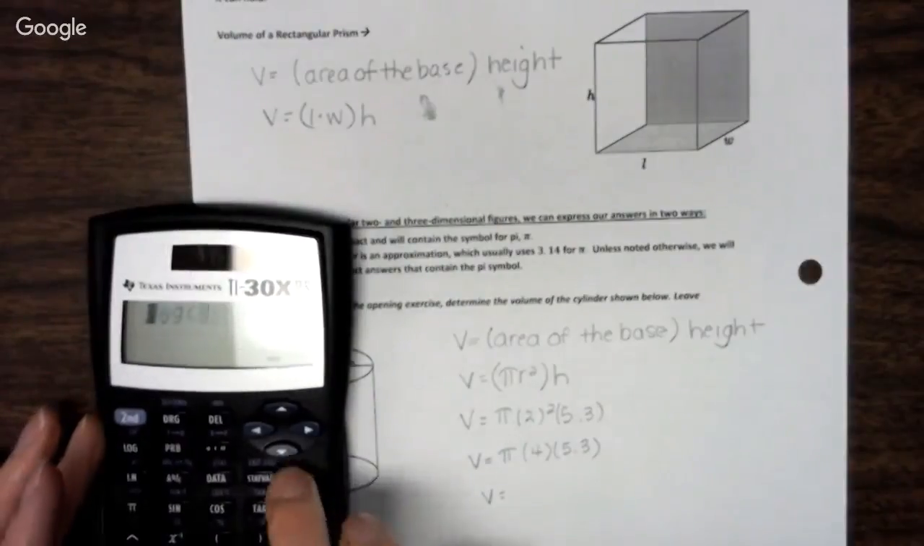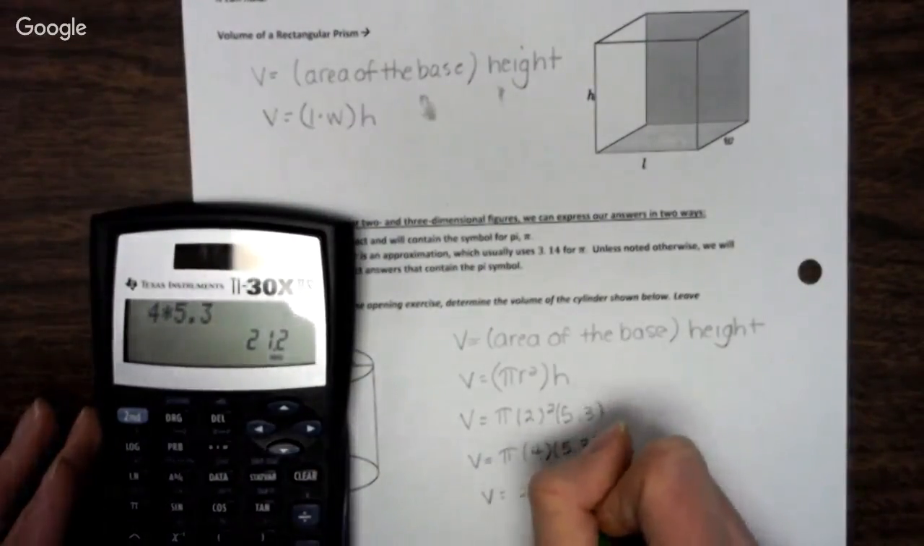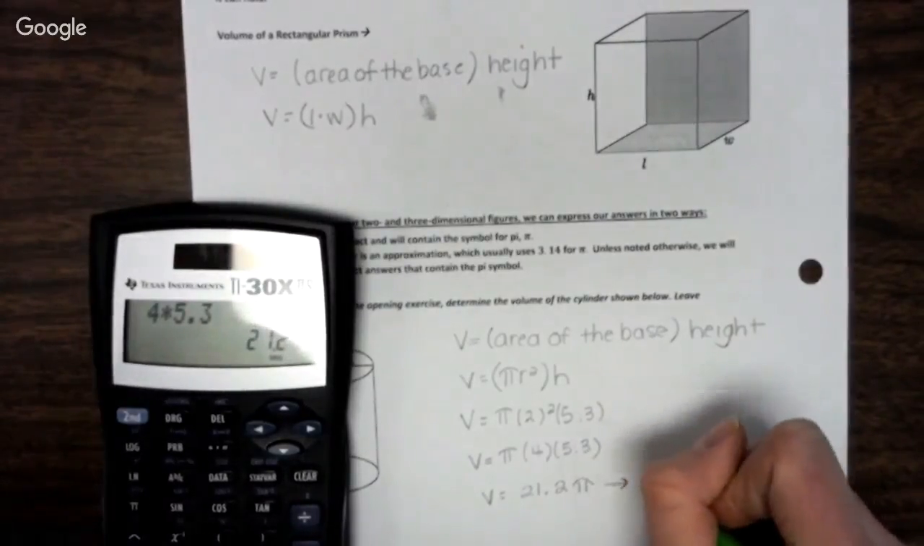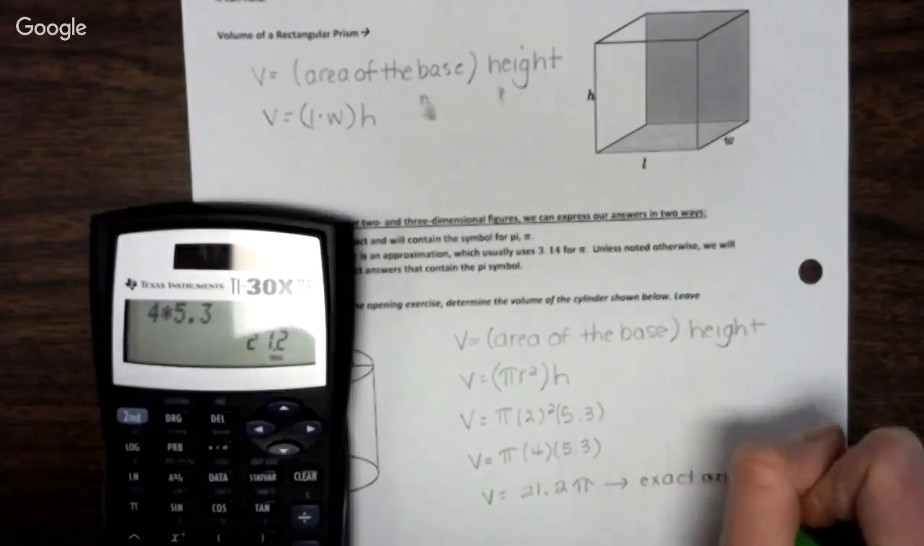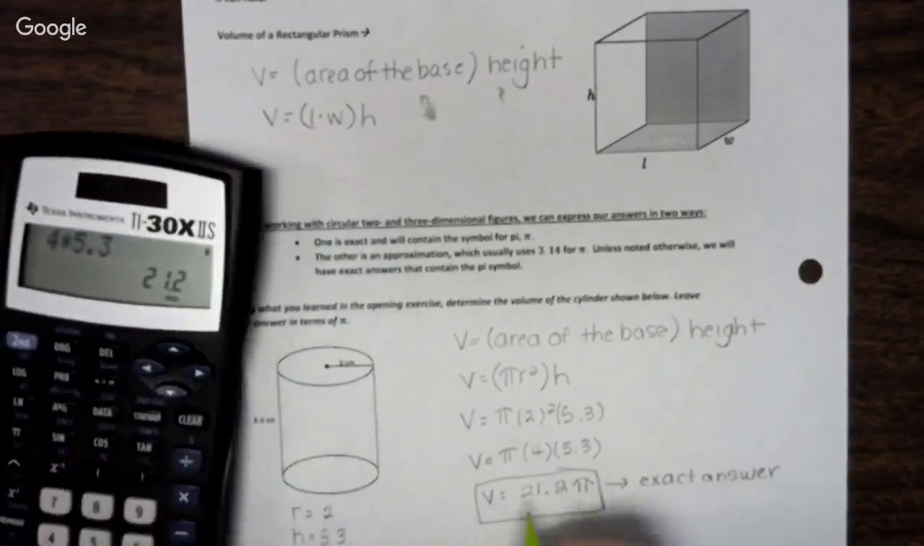Now you're going to do the multiplication. So 4 times 5.3 gives you 21.2 pi. Now, this right here is the exact answer. Exact answers have pi in them. So this would be our volume, and of course, we need to add the units to that, and this would be centimeters cubed.